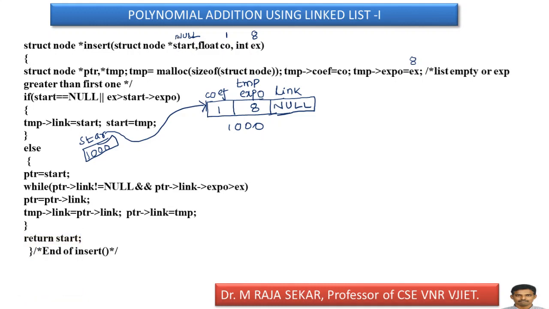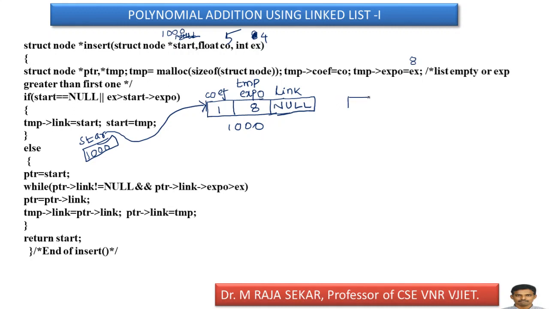Now this cannot be null. This is 1000. 5x power 4 means this is 5, x power 4 means this is 4, isn't it? 1054. Now where will you go? struct node *ptr, *tmp; tmp = malloc(sizeof(struct node)).